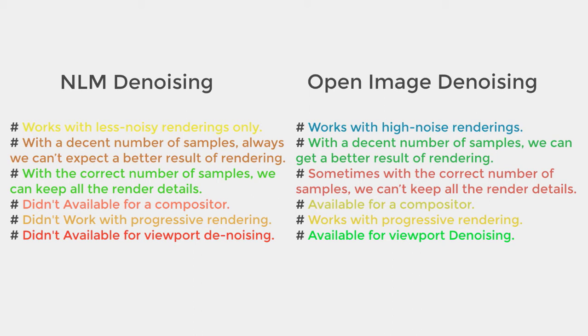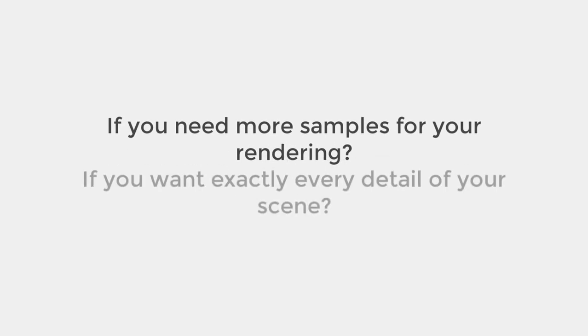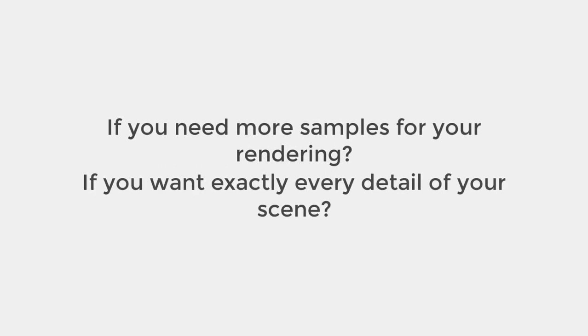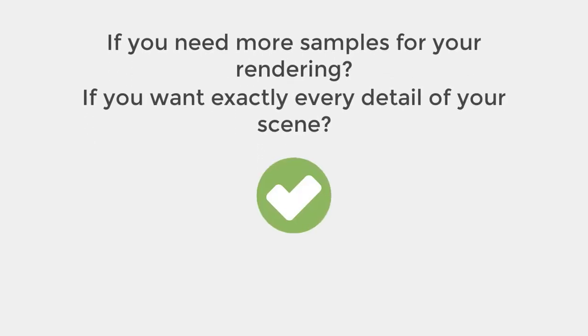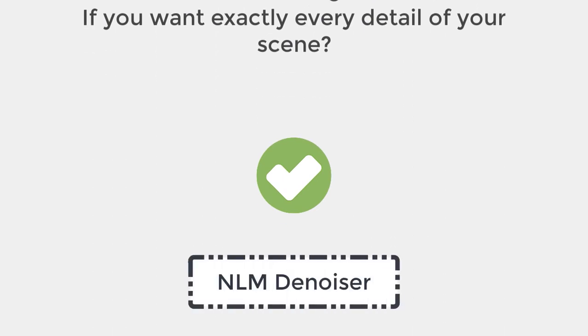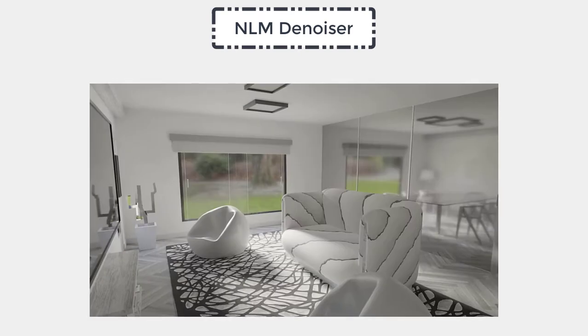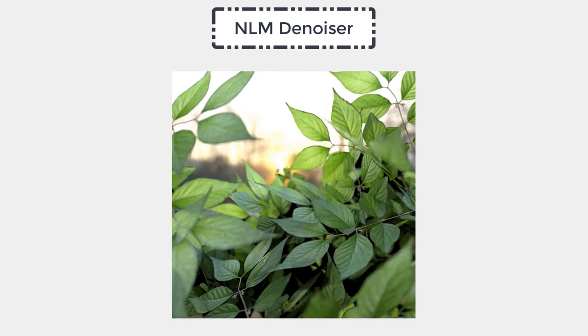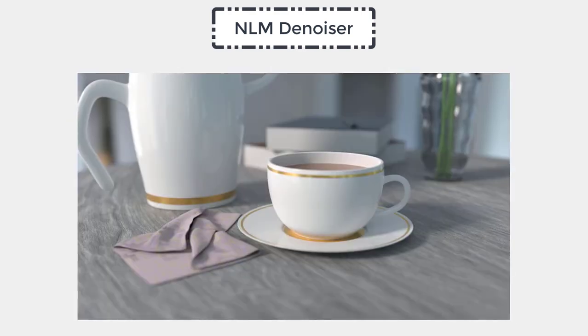Based on these analyses and results, let's talk about what kind of denoiser is right for your rendering. If you need more samples for your rendering, and if you want exactly every detail of your scene, then the best choice for your rendering is the NLM denoiser. The NLM denoiser works well for capturing details. Always use the NLM denoiser for photorealistic image rendering. Rendering takes some time, but the final render output is clearer than OpenImage denoising.